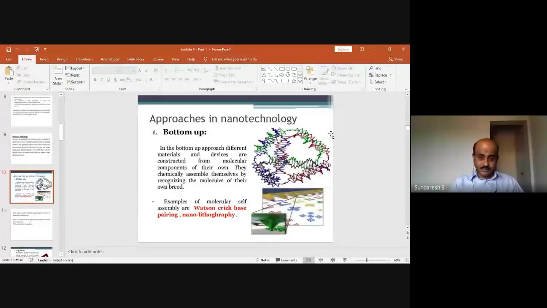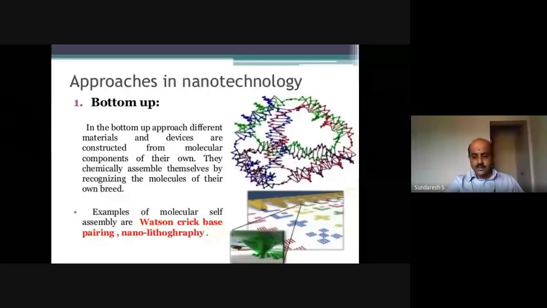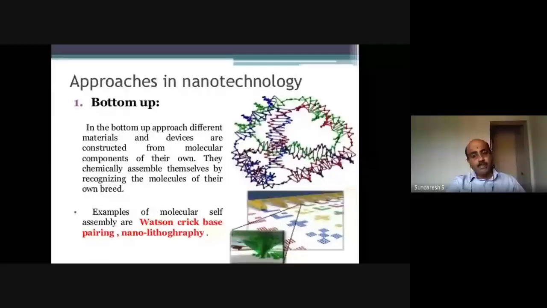So this is how you can build the components. You can see here in the picture what I am showing. Blue color, green color, this color, this color, it is maroon. So these are all the molecules of different breeds. Different breeds have been shown in different colors.